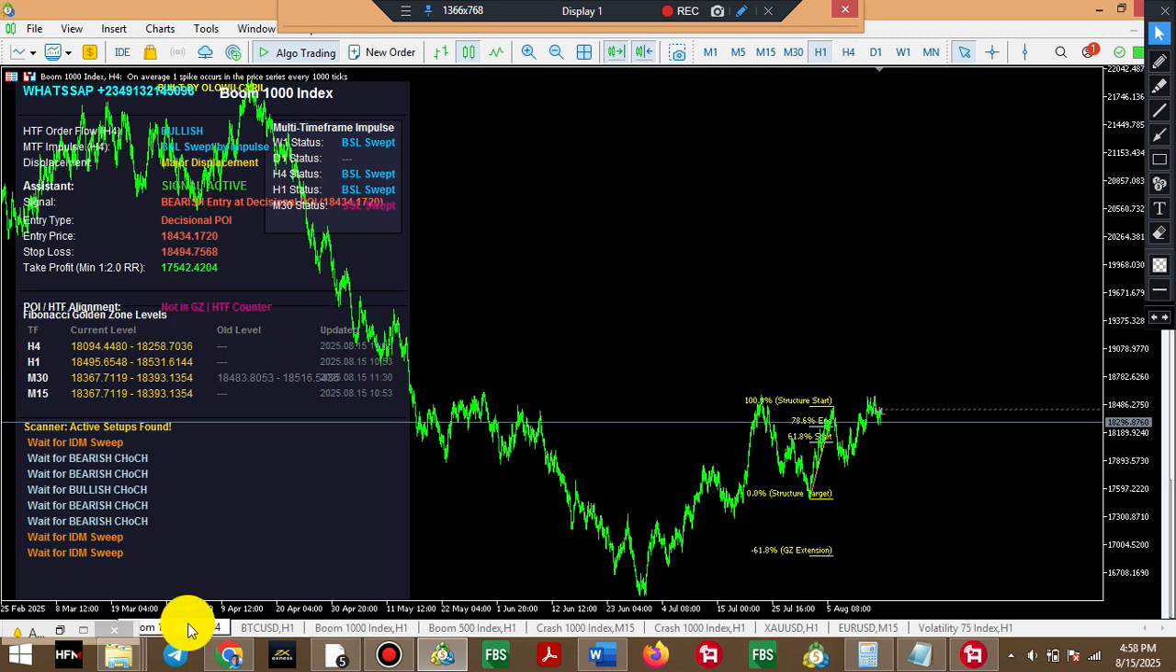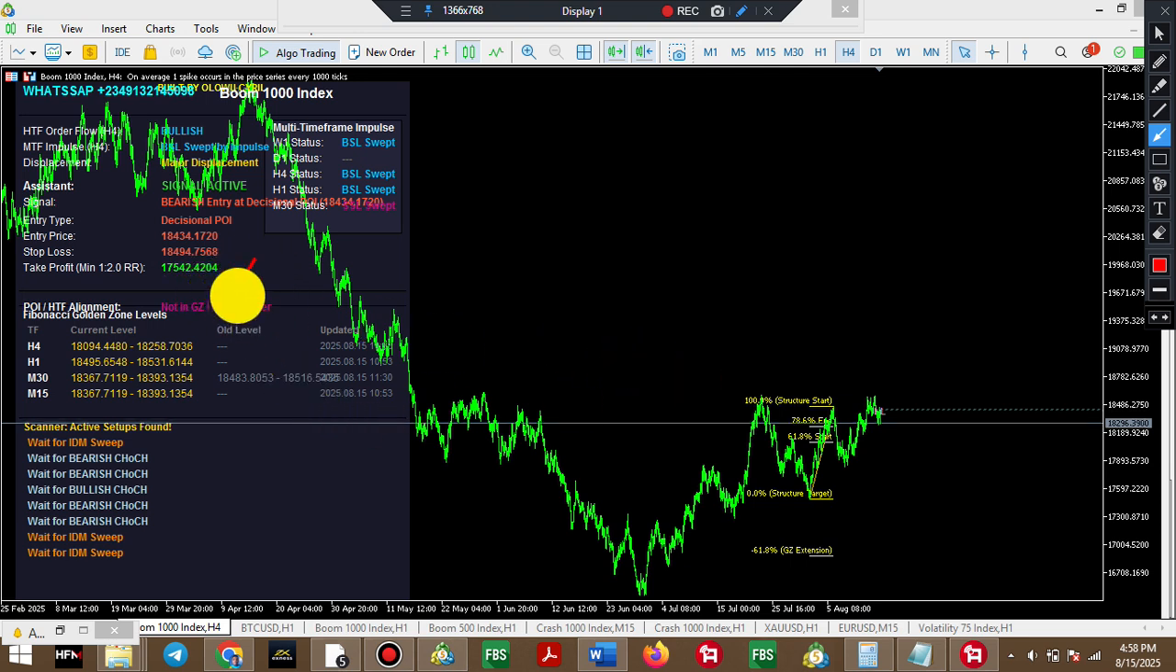Now when you look at this part of the dashboard here, under the POI/HTF alignment, it's telling us that this signal we got now was not around the golden zone and it was not aligned with the what? The higher time frame. The lower time frame gave us a bearish signal, but the highest time frame, which is the overall trend, is what? Bullish. So this can be what? A counter. That is why I say HTF counter.